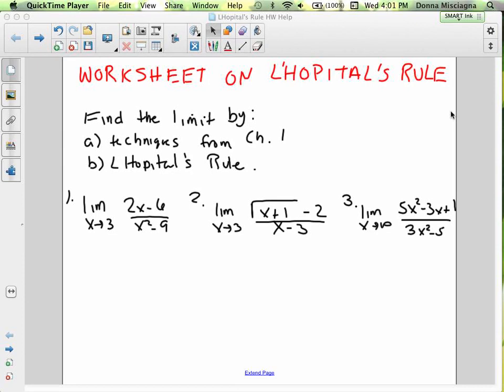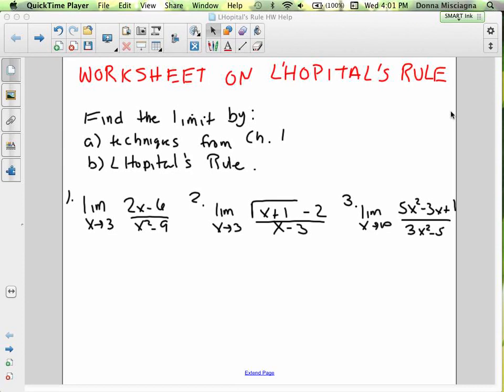All right, so the first set. I didn't have this as a PDF to be able to cut and paste in, so I wrote it in there for you. In part A, you're finding limits using techniques from chapter 1, the techniques we started with in terms of finding the limit. And then in B, you're going to use L'Hopital's rule.